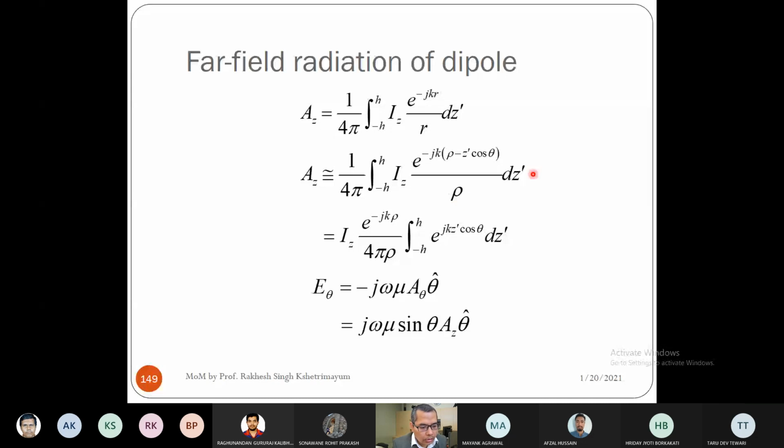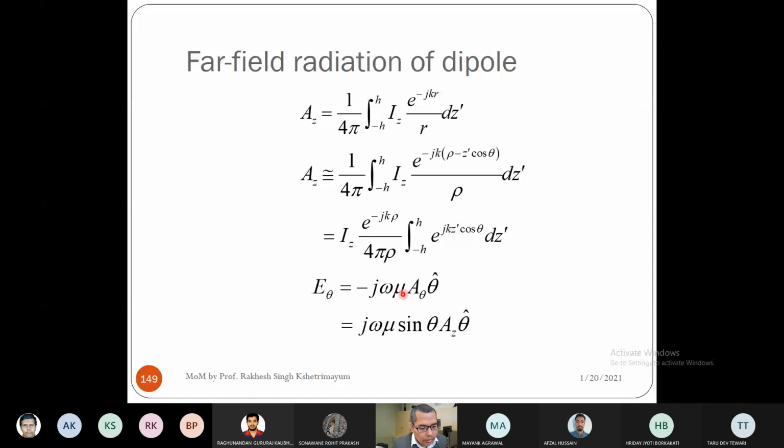So now when you do the integration over dz dash, look at this term here. This exponential minus jk rho term is independent of z dash. So your integration would be only for exponential jk z dash cos theta dz dash from minus h to plus h. And once you have the magnetic vector potential, you can find out the electric field. Electric field will have only theta component, and it will be simply minus j omega mu a theta.